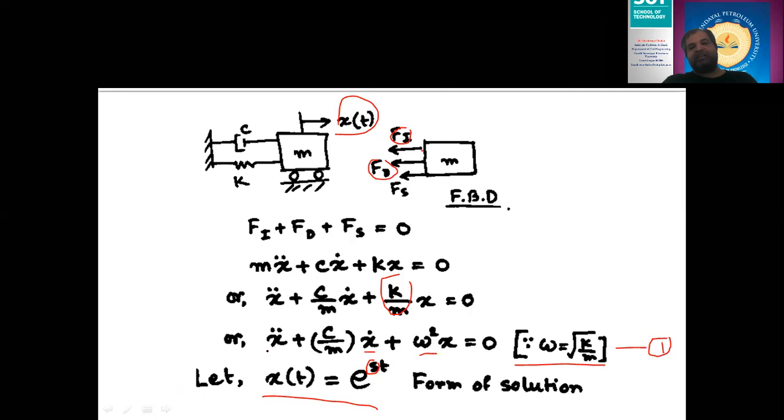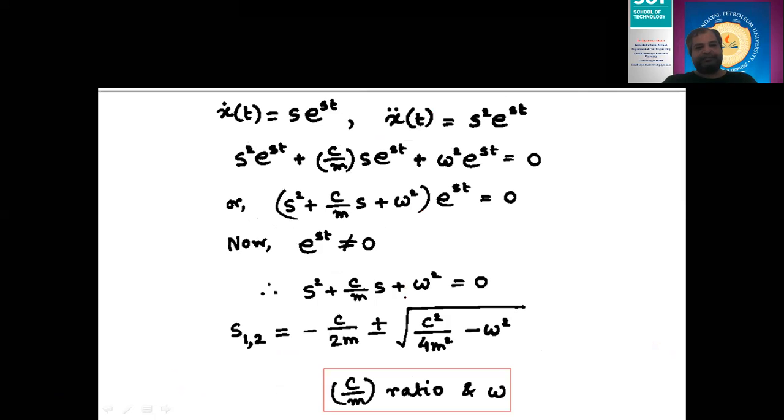This equation you can take in the form of ax square plus bx plus c equals 0. If I take it in this form, then I have x of t equal to e raised to st. You have already seen this is my general form of the equation, where e raised to st, s is the root of that equation.